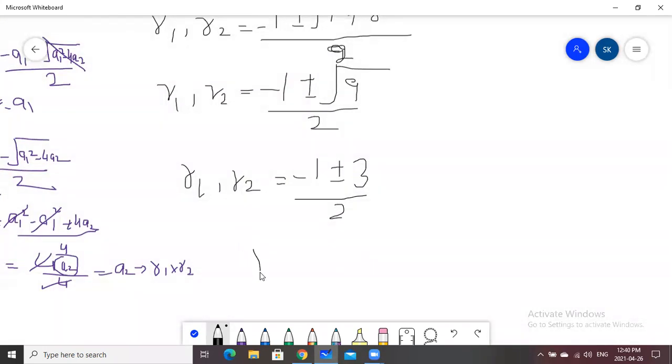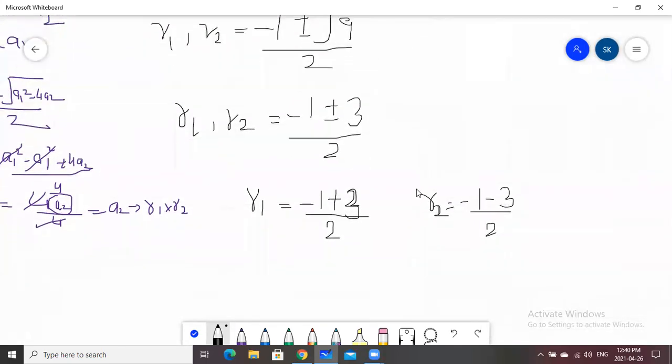For R1, we will have minus 1 plus 3 divided by 2. Basically, we take the plus sign for the first root and the negative sign for the second root. Therefore, for R2, minus 1 minus 3 divided by 2.